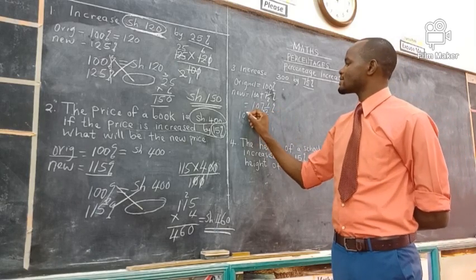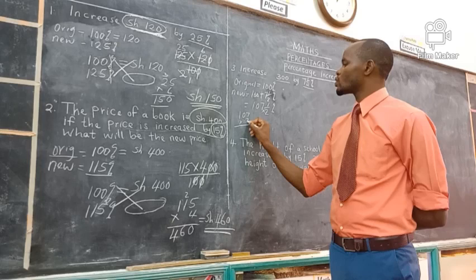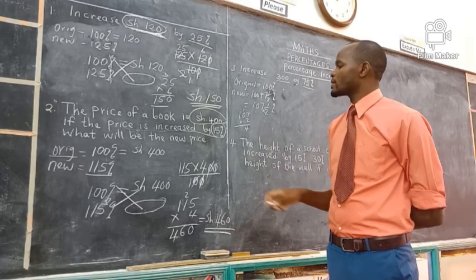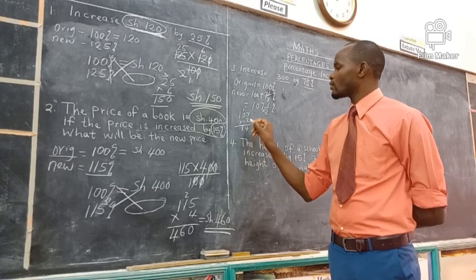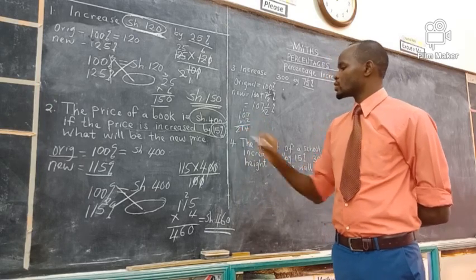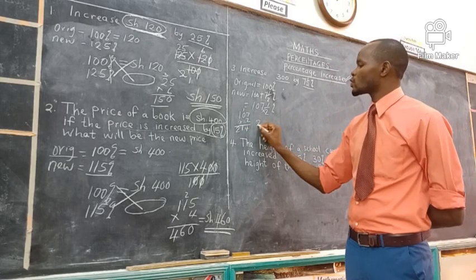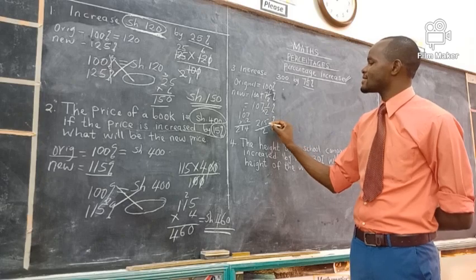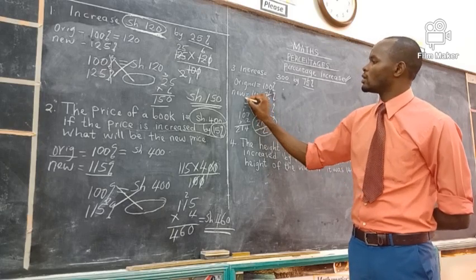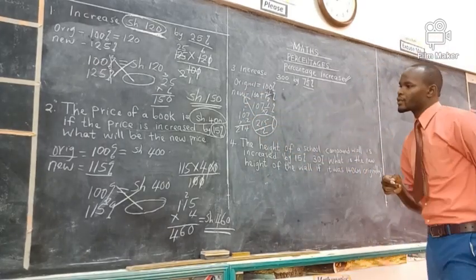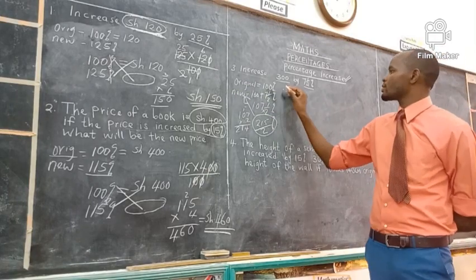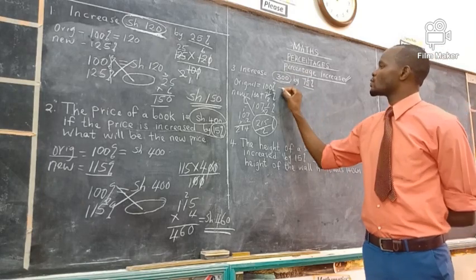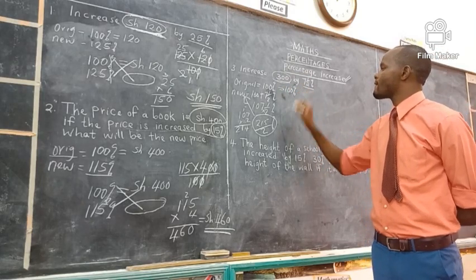You get 107 times 2. 2 times 7, you get 14. 4 carry 1. 2 times 0, you get 0 plus 1. You have 1. 2 times 1, you get 2. Plus 1, you get 215 over 2%. This is our new quantity. So now you make an equation. This one was our original. This is what we are increasing. So that one is our original, so it is equivalent to 100%.